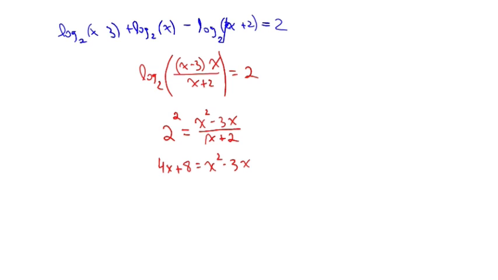You move everything to one side. Keep the x squared positive. So this becomes 0 is equal to x squared minus 7x minus 8. I think. Yeah. Now what? It factors as x minus 8 times x plus 1, and this is equal to 0, therefore x has to equal 8, or x equals negative 1.